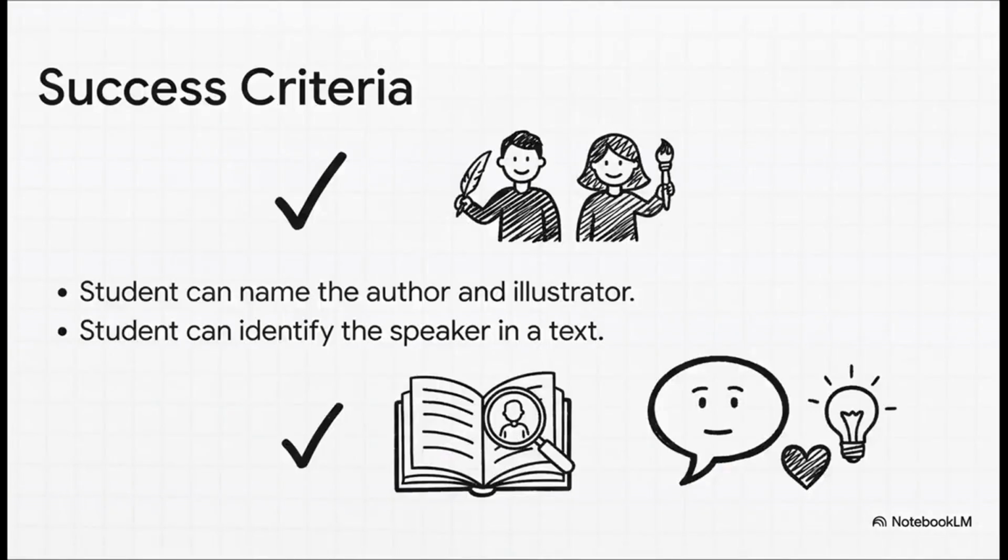Well, we're aiming for students who can do 3 key things. First, they can still name the author and illustrator. Second, they can actually pinpoint the speaker in the text. And third, and this is where the real deep learning happens, they can take it a step further and explain how that speaker feels or what their message is, using clues from the story.